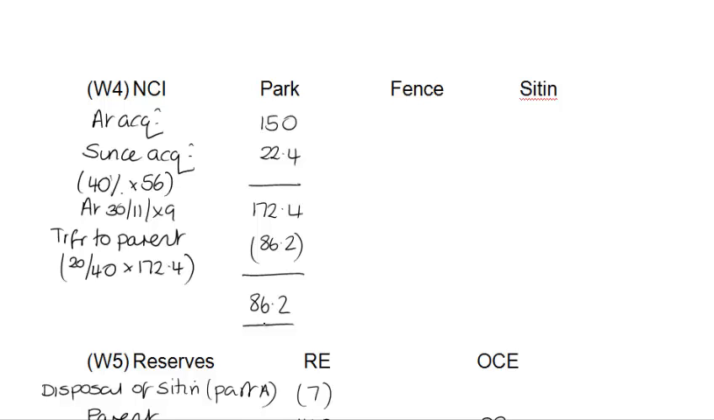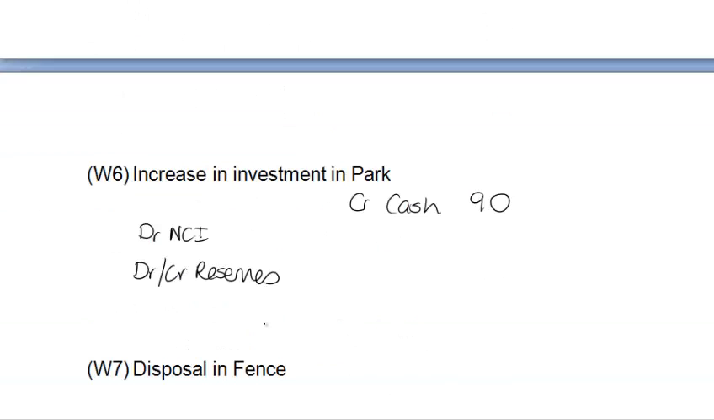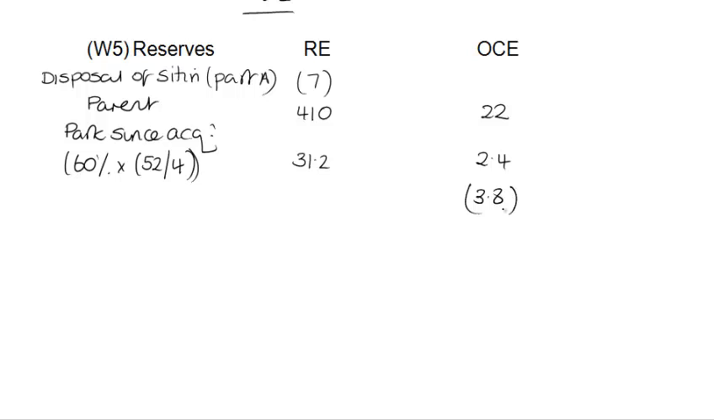Now that figure of 86.2 that they've transferred to the parent goes into our adjustment for the second acquisition. So we now go to investment in Park, increase, debit the NCI. How much was that? That was 86.2, and therefore I'm going to debit reserves with the balance of 3.8, and that is taken to OCE. That wouldn't go through your profit and loss account, it goes directly through to reserves. So that's OCE. So I'm going to pop up to working number 5, 3.8, increase in Park in working number 6.